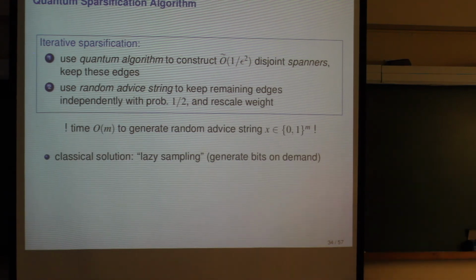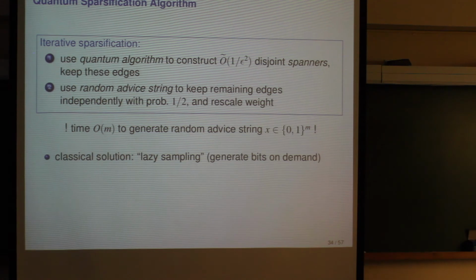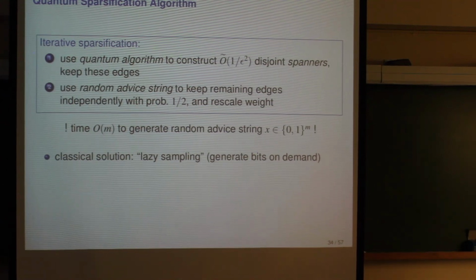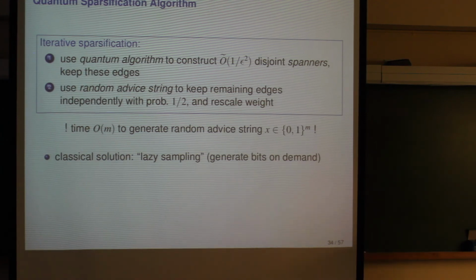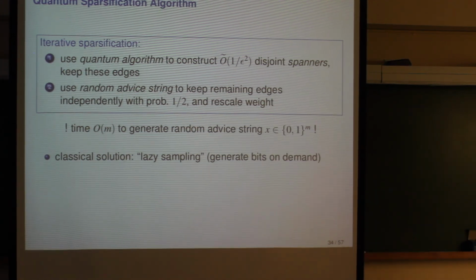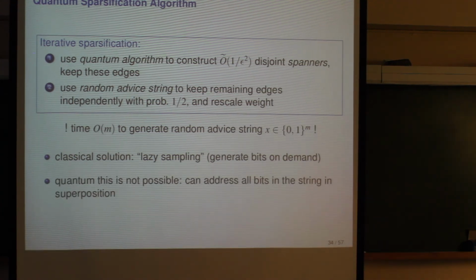Classically, the trick is what people call lazy sampling. That just means that you can assume access to an arbitrarily long random advice string by just generating a bit whenever you query for it. It's lazy in the sense that it's not really there, but you can assume that it's there and that it's fixed. Whenever you query it, that's when you generate a random bit, and nothing changes. You can generate bits on demand. But quantumly, this is not possible, right? Because we can address all bits at the same time in superposition. We can do queries in superposition, and so we need some kind of object to which we can perform these queries.